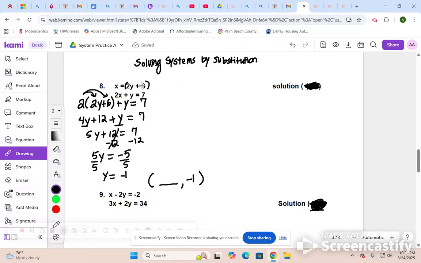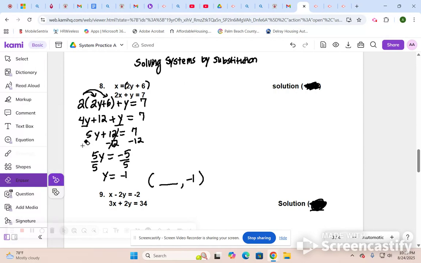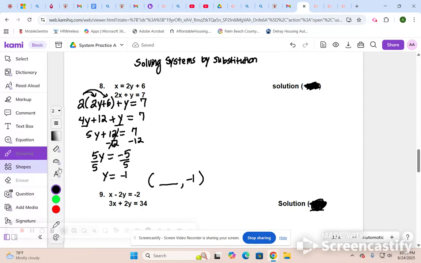Okay, we can go to the top equation. Let me erase the parentheses. We don't need them now. And let me copy it. x equals 2, let me replace y with negative 1. Add 6 to find what x is. So that's negative 2 plus 6, x equals 4. So that means the value of x is 4.